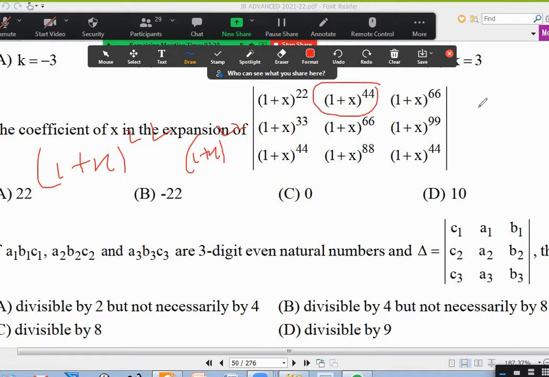So don't think if you take 1 plus x whole power 22 common in the first row, and 1 plus x whole power 33 common in the second row, the first and second rows become equal after that. Is it clear? So this determinant is not 0. Don't think the determinant is 0. The coefficient of x is 0, the constant will also be 0, but the coefficient of x square will be there, and x cube will be there.